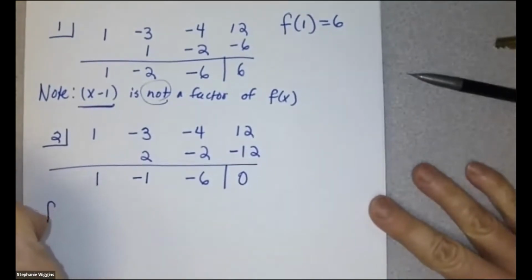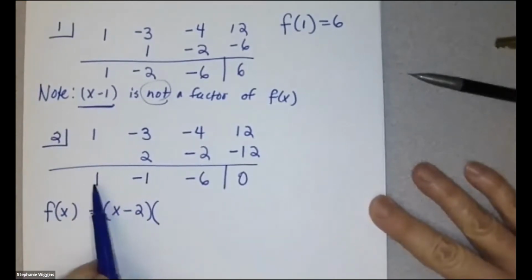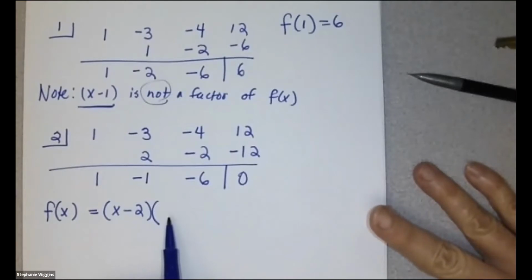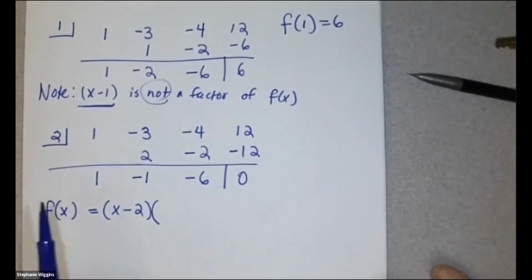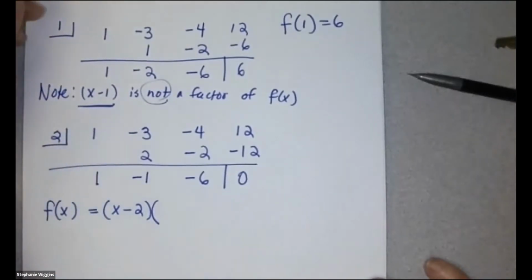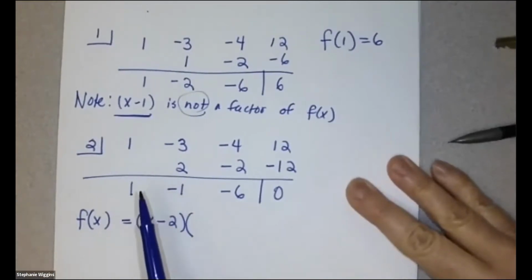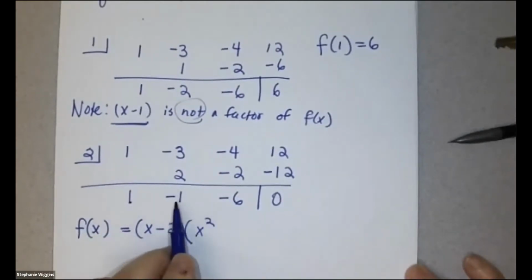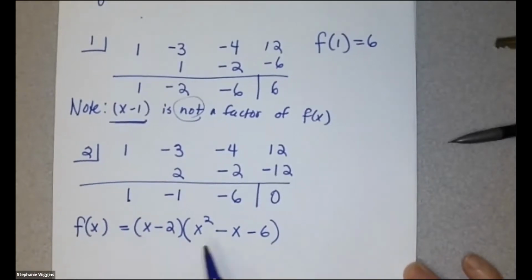What this means is that not only does f of x have a factor of x minus 2, it also tells us that these remaining numbers are the coefficients of the quotient. The quotient is the polynomial on top when you do your long division. Since this is a cubic polynomial, when you divide by a factor of degree 1, the quotient is degree 2, because you reduce the degree by 1. So this is x squared minus x minus 6. You just put the coefficients there. And this is how we factor, okay?